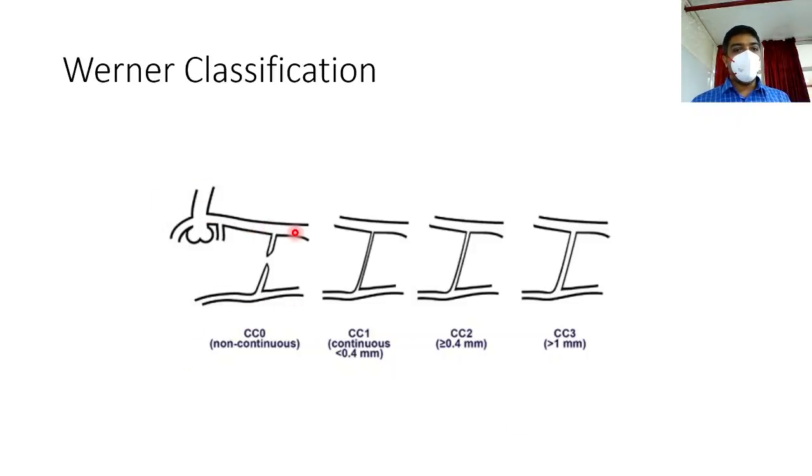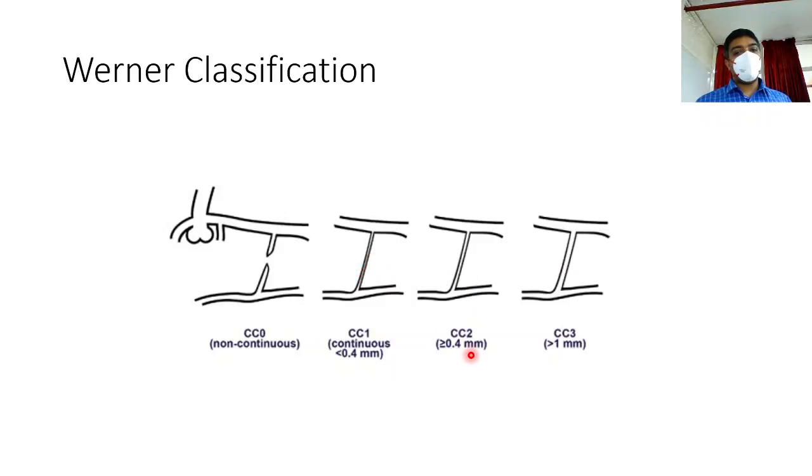So this is the LAD giving collateral to the RCA. We can see that the collaterals are non-continuous. That is, collaterals have just started forming, but they have not touched each other. So that is CC 0, that is non-continuous. Then continuous but less than 0.4 mm, that is 1.